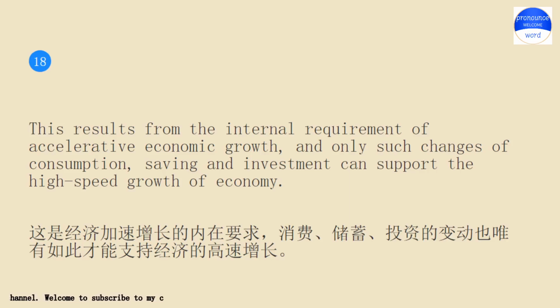This results from the internal requirement of accelerative economic growth, and only such changes of consumption, saving and investment can support the high-speed growth of economy.